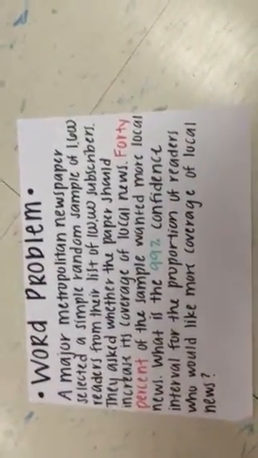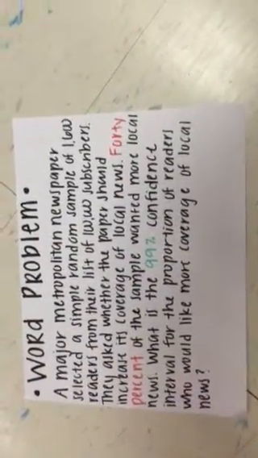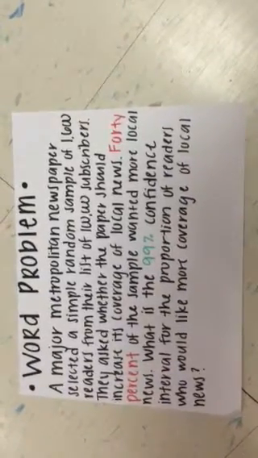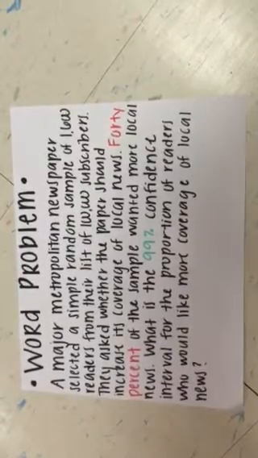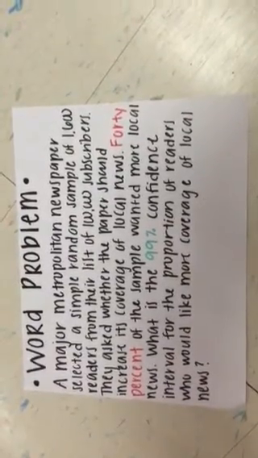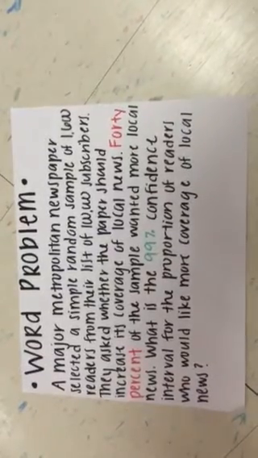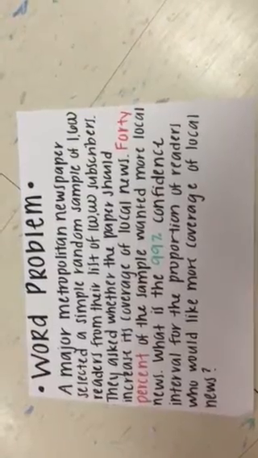Now it's time to take it step by step and work out a problem. The first word problem is, a major metropolitan newspaper selected a simple random sample of 1,600 readers from their list of 100,000 subscribers. They asked whether the paper should increase its coverage of local news. 40% of the sample wanted more local news. What is the 99% confidence interval for the proportion of readers who would like more coverage of local news? Let's work it out step by step.